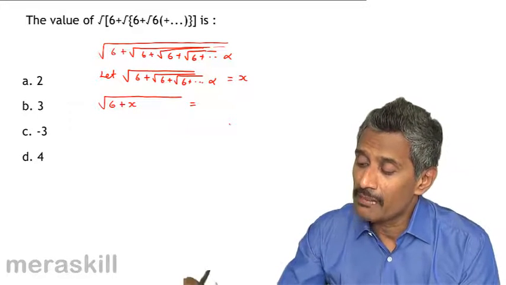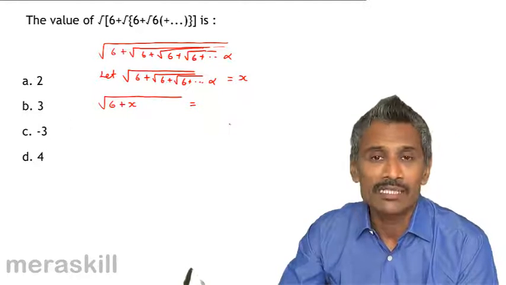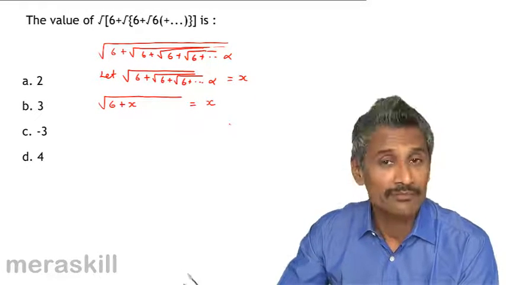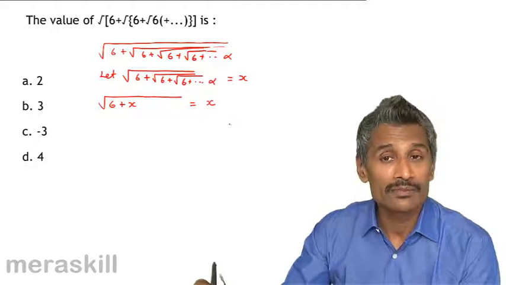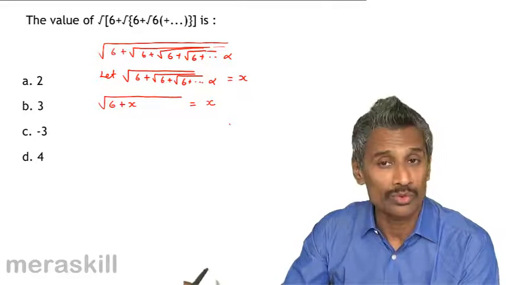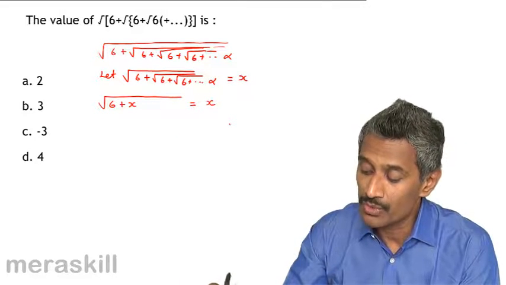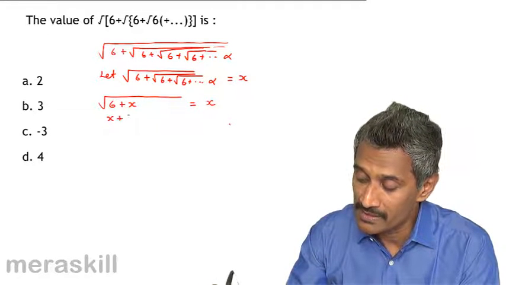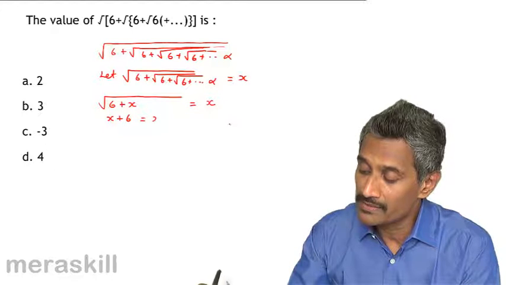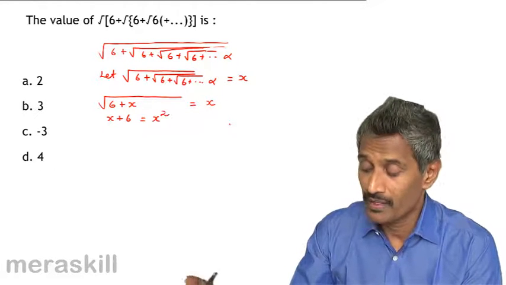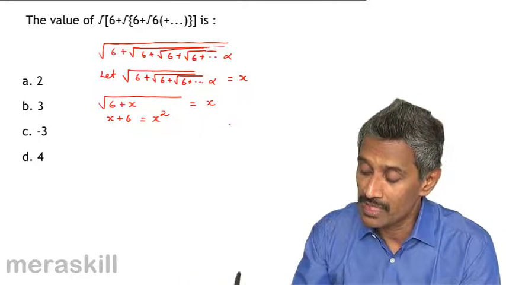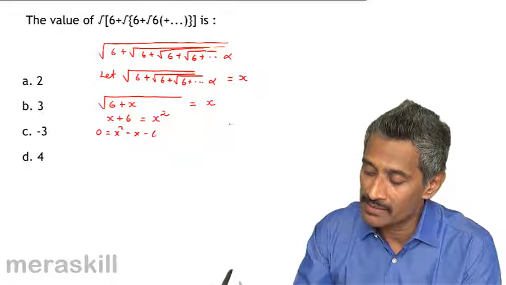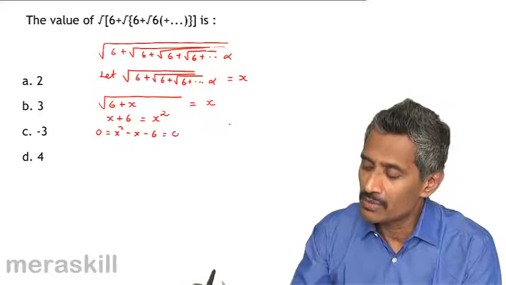And it is the same expression, because 16 more is not going to affect it. So it is the same as x. Now we need to solve this. So what do we do? We square both sides. When you square both sides, you get the square root of 6 plus x, the whole square, which is x plus 6, and the square of x is x squared. Hence, if you take everything to this side, you get 0 is equal to x squared minus x minus 6, which is the same as equal to 0.